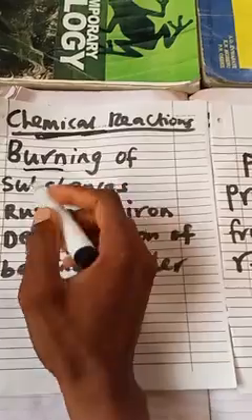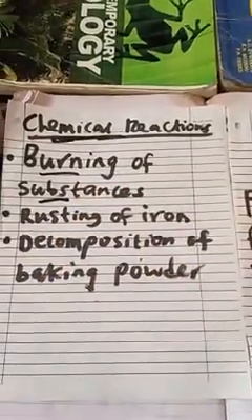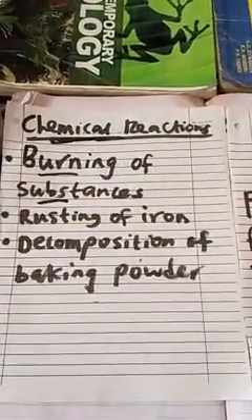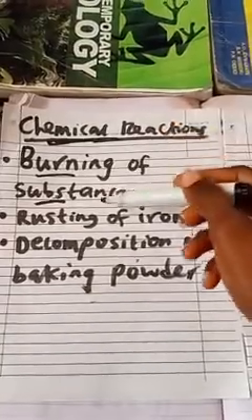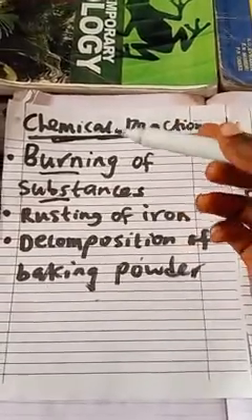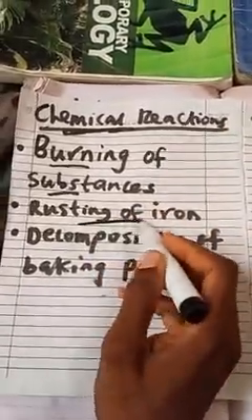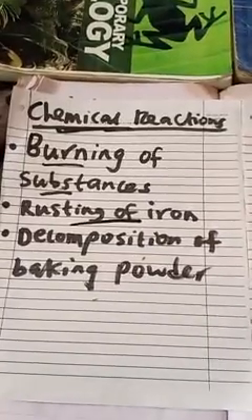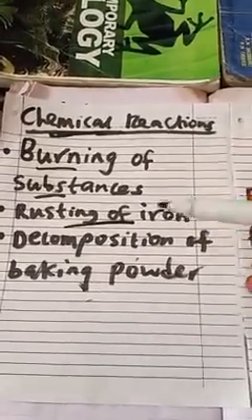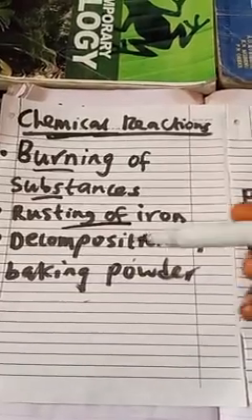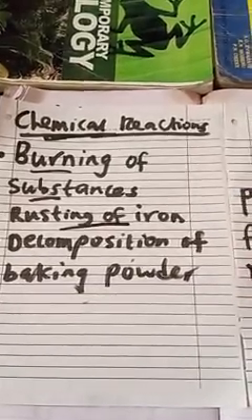For instance, the burning of substances. You study what happens when you burn a substance, like when you burn fuel in your vehicles. After burning that fuel, you can't drive your vehicles. Rusting of iron is another chemical reaction. You study it so that you know ways to prevent iron from rusting.